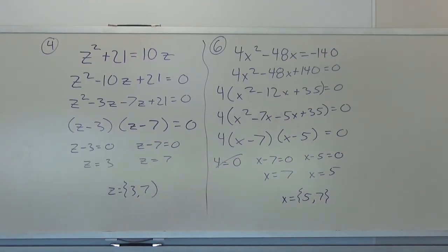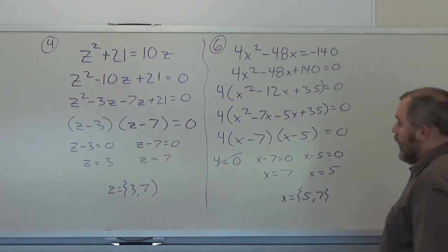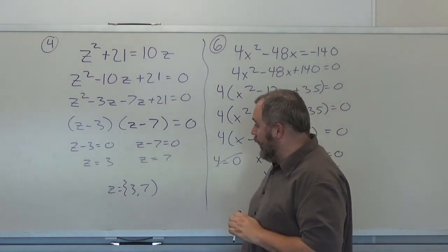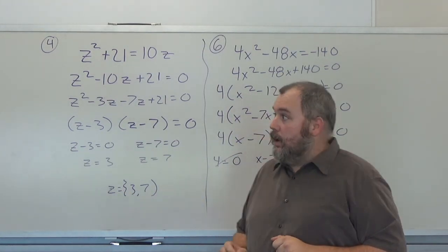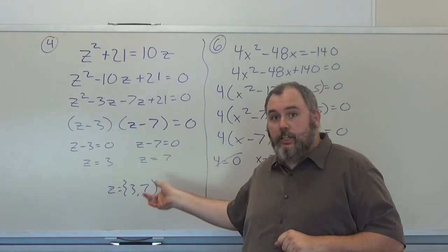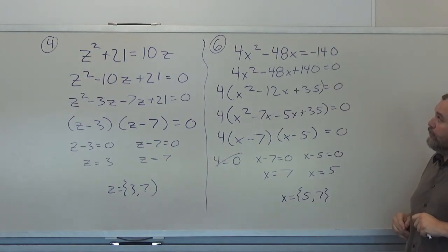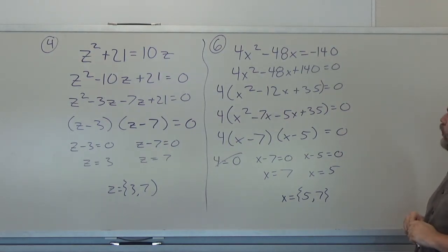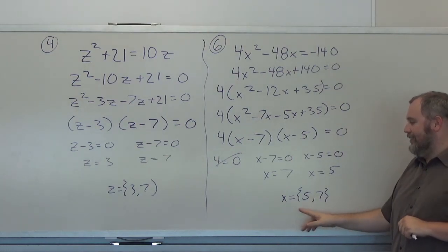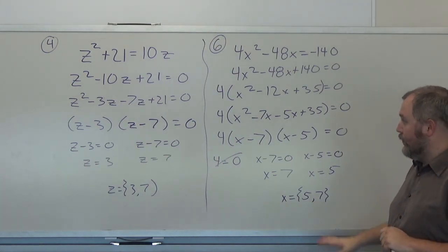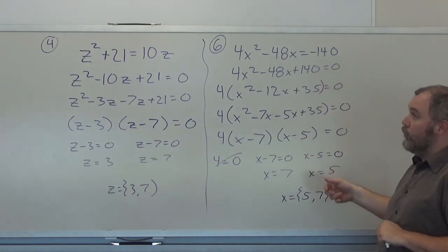All right, so problem number 4, z squared plus 21 equals 10z. You should have got your final answer to be z is equal to 3 and 7. If you didn't get that, pause the video, check your work. All right, for number 6, 4x squared minus 48x equals negative 140. When you worked all the way that out, you should have got x is equal to 5 and 7. Again, if you did not get this, pause the video, check your work.